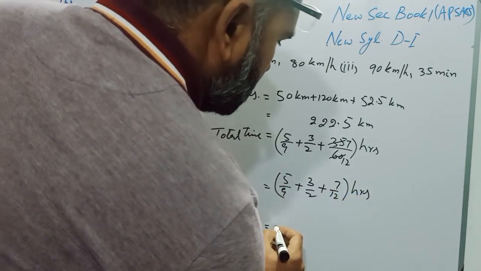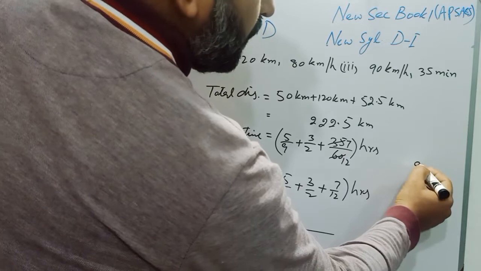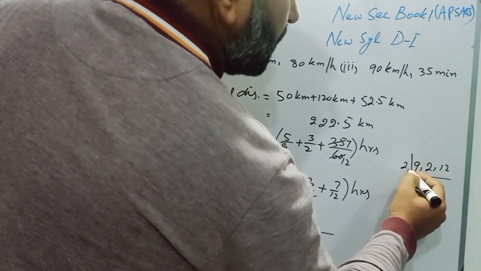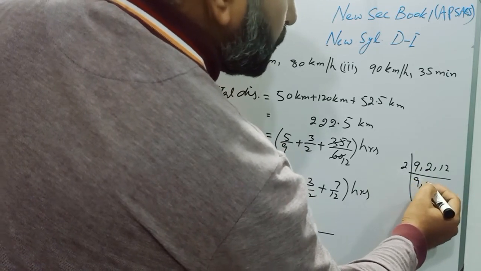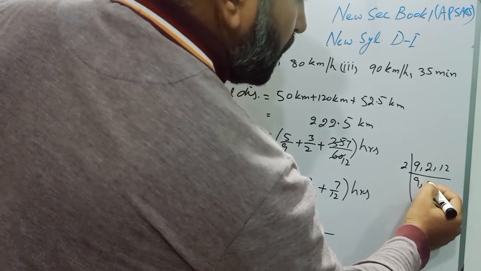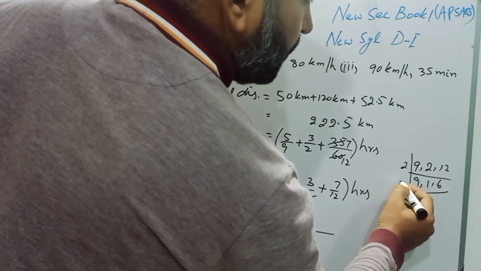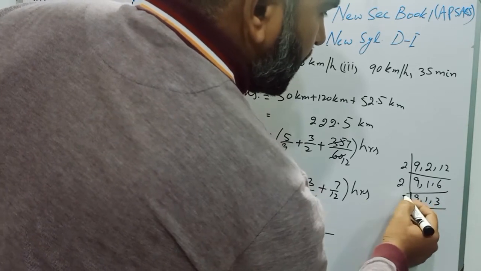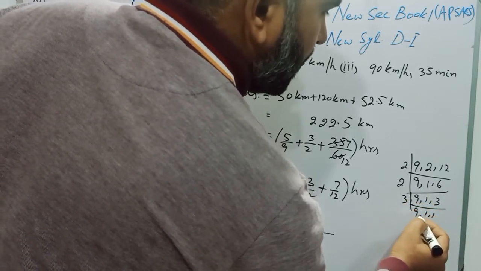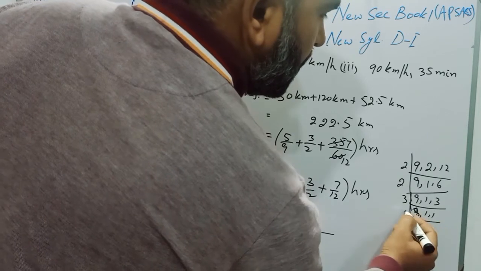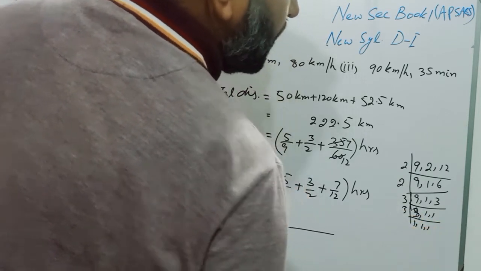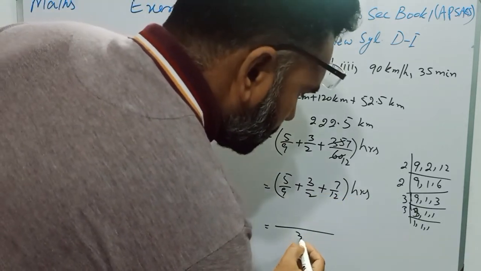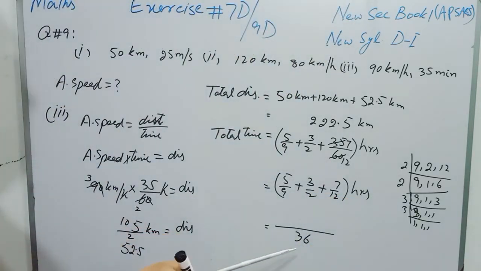Now students, we will find the LCM of 9, 2 and 12. 9 is not a multiple of 2, so 9 is written as it is. 2 1s are 2, 2 6s are 12. Again 9, 1 and 3. And now students, 3 3s are 9, 1 and 1. 3 3s are 9, 3. 3 1s are 3, 1 and 1. 3 3s are 9, 9 2s are 18, and 18 2s are 36. So the LCM is 36.